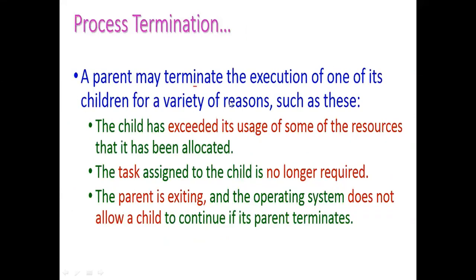The parent process may terminate the execution of one of its child processes for a variety of reasons. The child process has exceeded its usage of some of the resources that it has been allocated. The task assigned to the child is no longer required. The third case is that the parent is exiting. If the parent process completes its execution, then the operating system does not allow the child process to continue. Only if the parent process continues its execution can the child continue its execution.